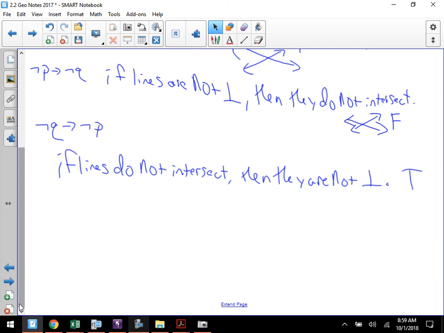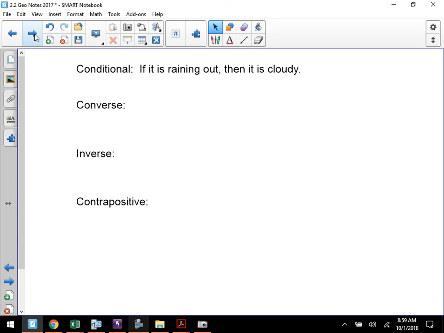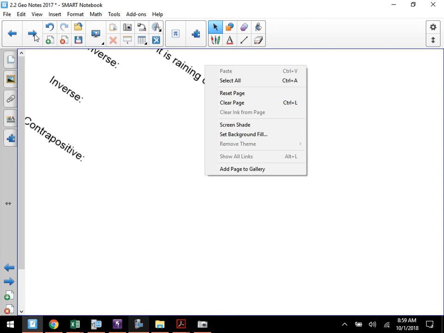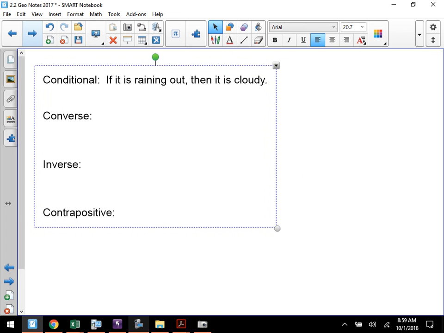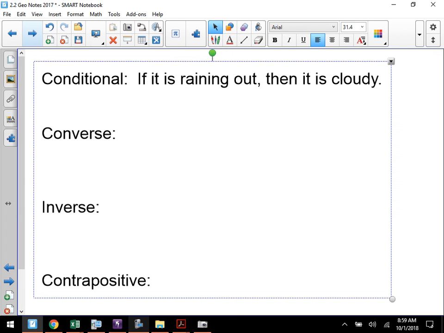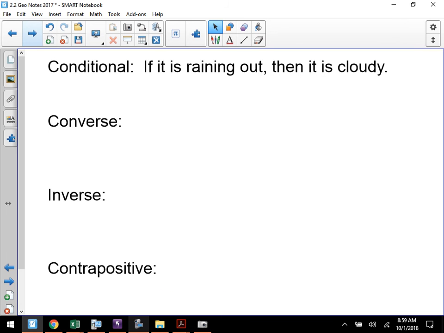Let's try it out here. If it's raining out, this is our conditional. Our P implies Q. If it's raining, then it's cloudy. Perfect take, right? P to Q. If it's raining, then it's cloudy. True or false?